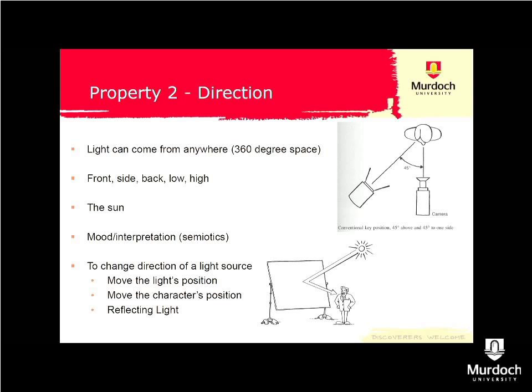So this guides our development of mood and interpretations, because this is what's known, this is what our audience already knows, and this is what we can use and tap into. So we can change the direction of a light source, we can move the light's position, we can move our subject's position, or we can begin reflecting light. Okay, well, quite straightforward if we think about it in those terms. But direction is very important in terms of developing different styles and ideas.